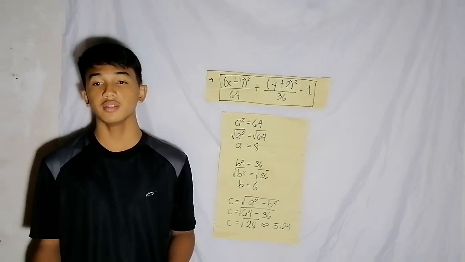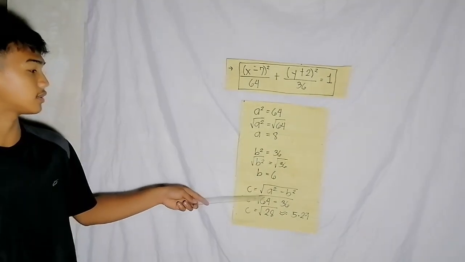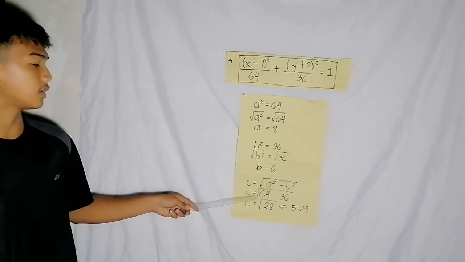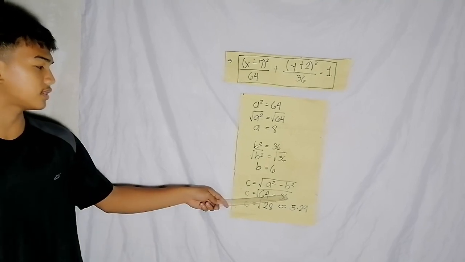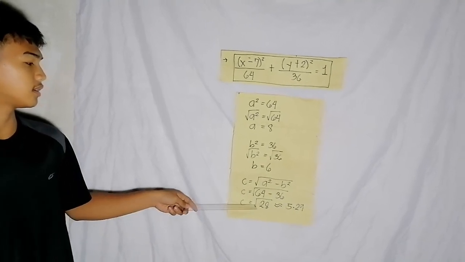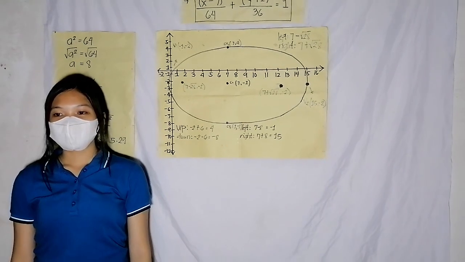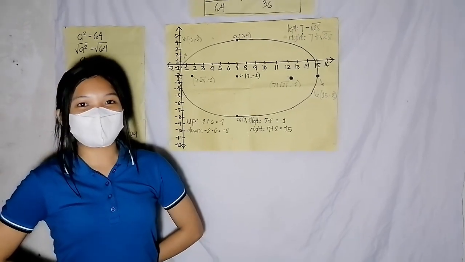For C, use the formula C is equal to A squared minus B squared. C is equal to 64 minus 36. 64 minus 36 is 28, so C is equal to square root of 28. After finding all of those distances, you can now find the coordinates.